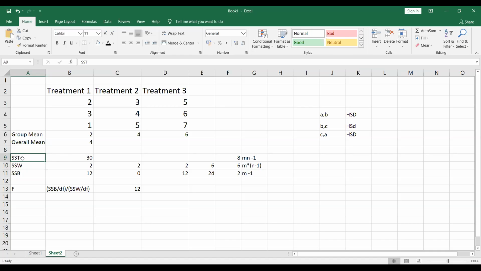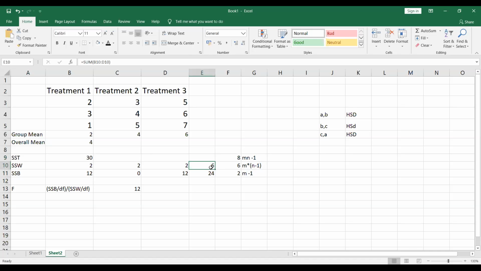Okay, now there is again a degree of freedom associated with each one of these calculations. For the total sum of squares, the degree of freedom is 8. That is m into n minus 1, so 9 minus 1.